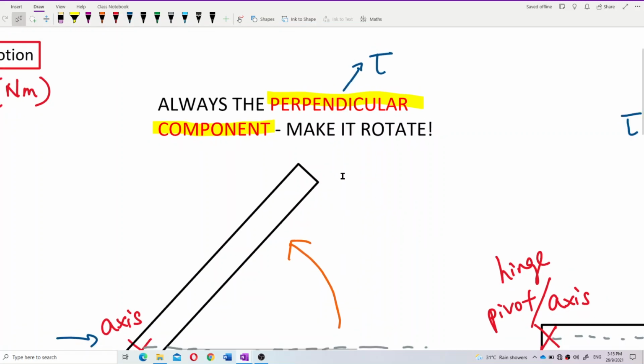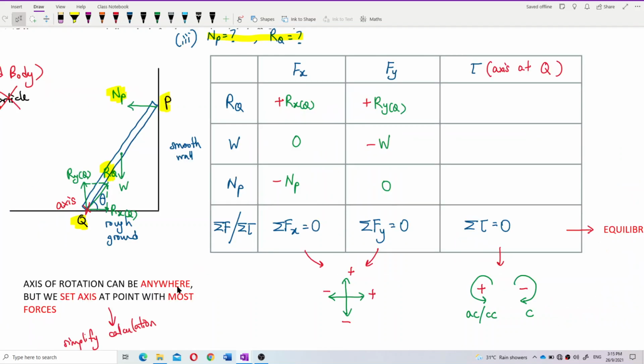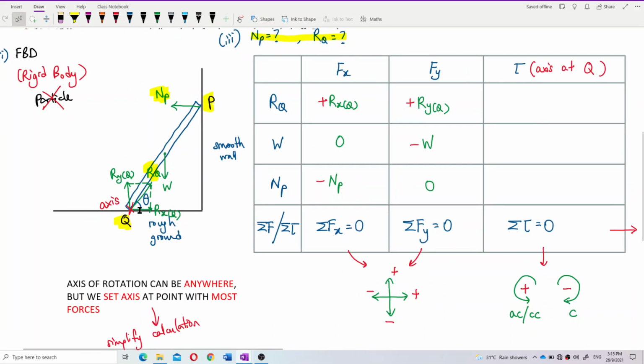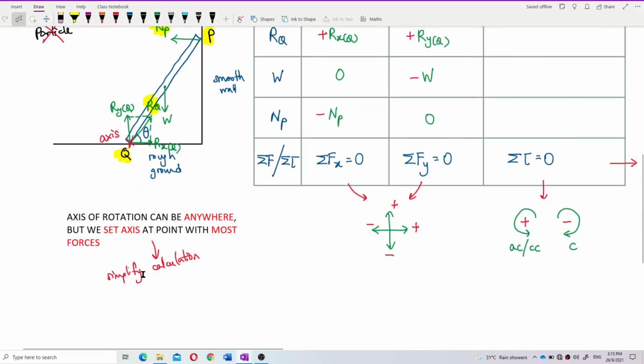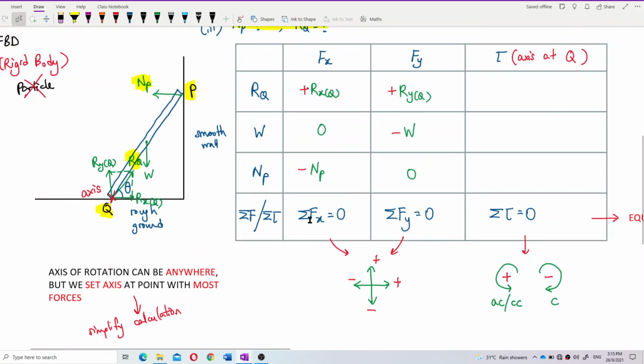Okay, good. So now go back to our question. I will also explain why we put the axis at the point with the most forces: to make the calculation simple. So first of all, look at RQ. What is the torque produced by RQ?